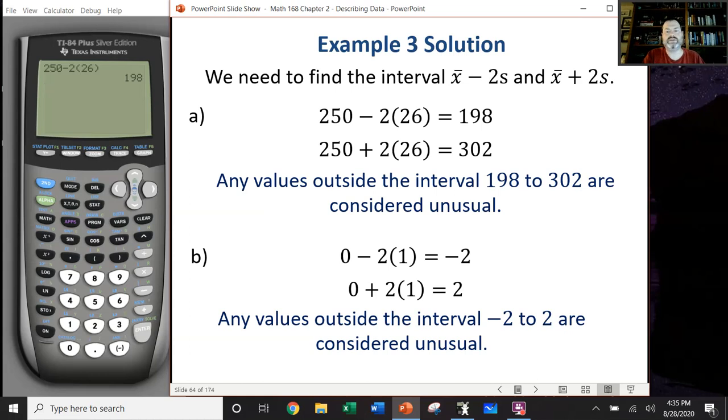So any values outside the interval negative 2 to 2 are considered unusual. A couple of things I want to point out. X bar is allowed to be any number, right? Because you could be measuring temperature at the North Pole. It's going to be negative, right, in Fahrenheit. S is like a distance measurement, so it's not allowed to be negative.